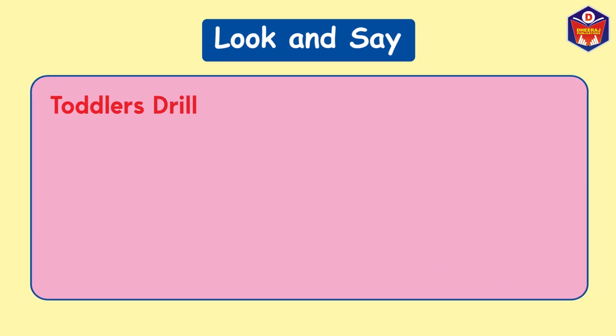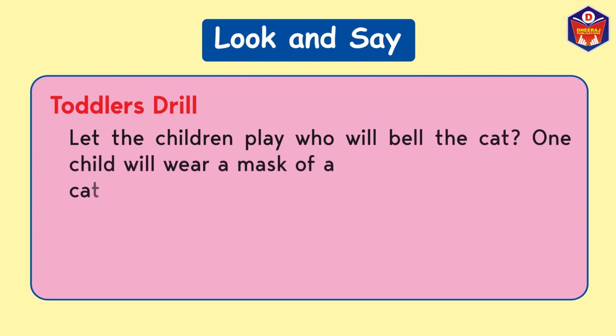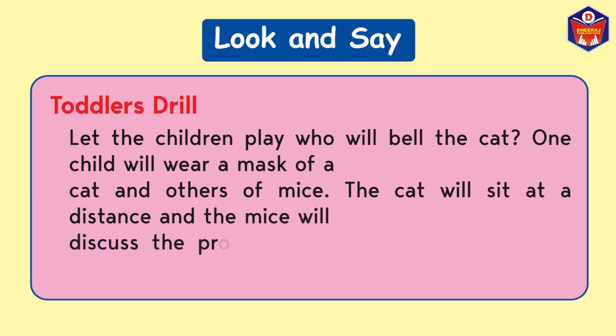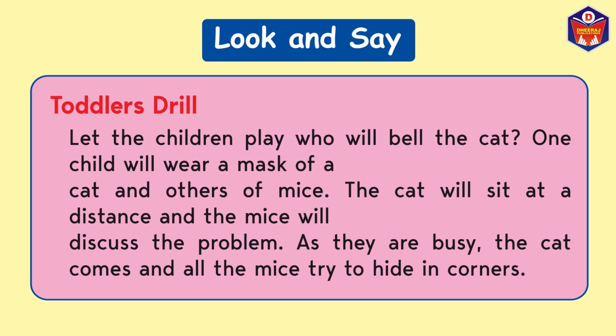Toddler's Drill. Let the children play who will bell the cat. One child will wear a mask of a cat and others of mice. The cat will sit at a distance and the mice will discuss the problem. As they are busy, the cat comes and all the mice try to hide in corners.